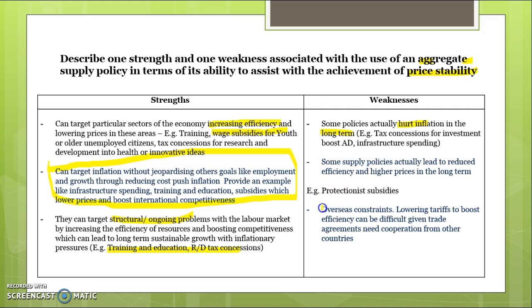The other problem is there's sometimes overseas constraints, so it can be hard for us to encourage other firms overseas to also lower their tariffs on imports and things like that, on our exports, because we rely on cooperation. But having said that, I'll be focusing on these first two. Okay, it's hard because in the short term some of the policies will increase inflation, and in the long term some protectionist policies will actually reduce efficiency as well.